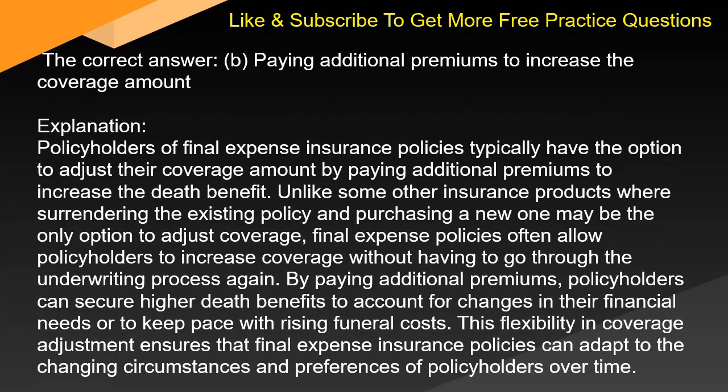The correct answer, B. Paying additional premiums to increase the coverage amount. Explanation. Policyholders of final expense insurance policies typically have the option to adjust their coverage amount by paying additional premiums to increase the death benefit.